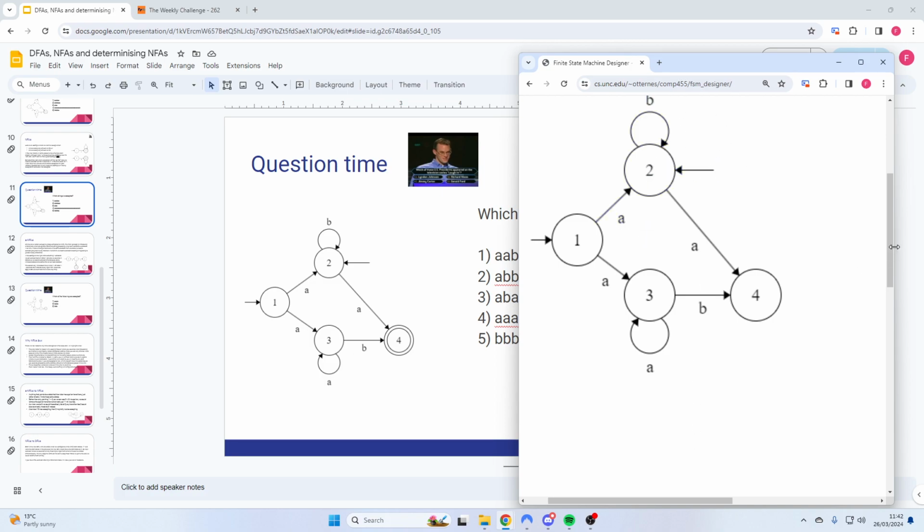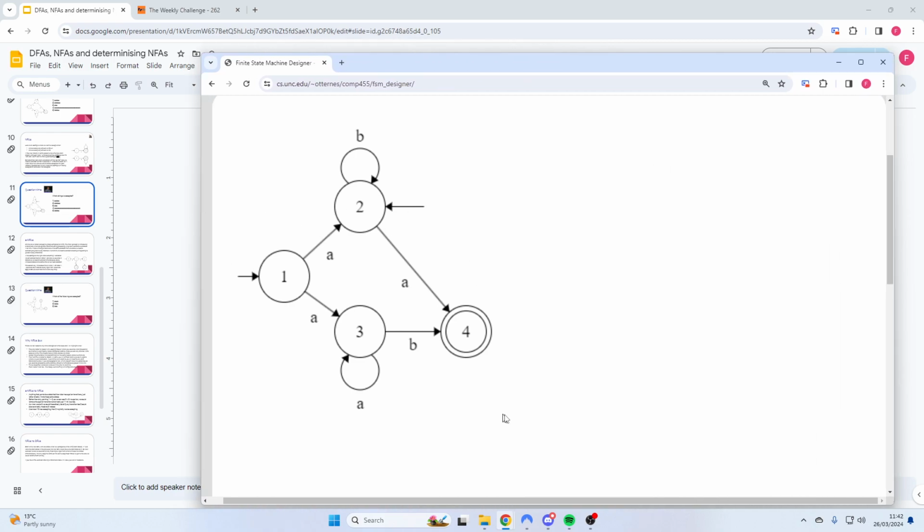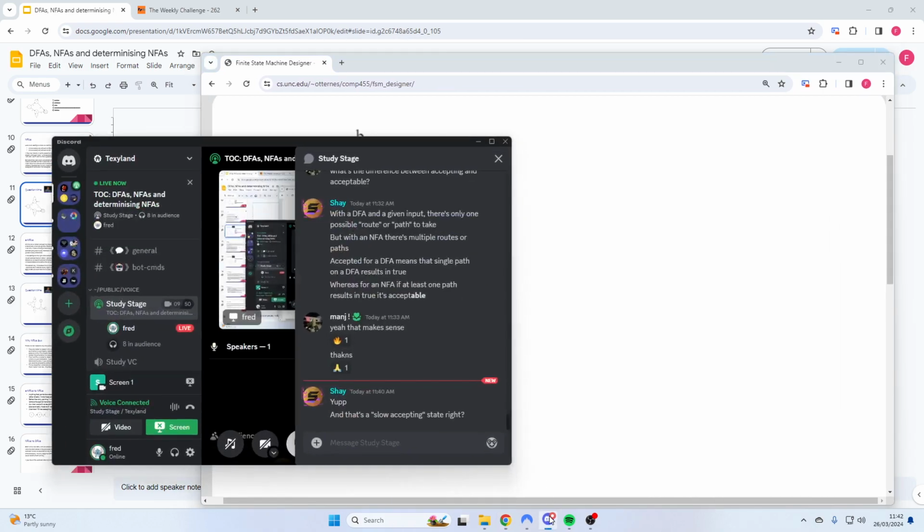Okay, so this is an NFA because 1 has 2 A's coming out of it, and it also has 2 inputs. We have an input at 1 and also an input at 2. So we need to think about how we would convert this to a DFA. I think that's how they worded it in the handout: slowly accepting. If 2 has an epsilon transition to 3, 2 is slowly accepting, because if you were at 2, you could be at 3, so you're accepted.